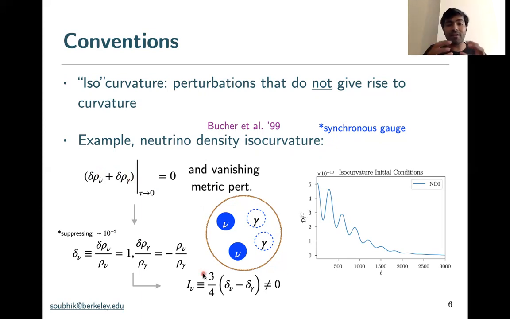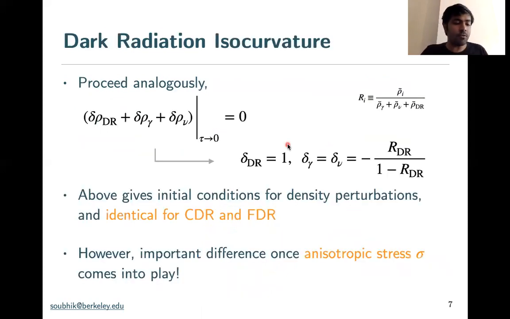And this set of conditions then defines the isocurvature initial condition, which you can capture in a gauge invariant way by a variable like this, where I'm taking delta nu minus delta gamma, where delta nu is basically delta rho nu over rho nu, and delta gamma is similarly defined. So broadly speaking, that's how isocurvature is defined. We of course know that all the perturbations are mostly adiabatic, because otherwise the CMB spectrum would have looked very different. So now to move over to dark radiation isocurvature, one can proceed in an analogous way.